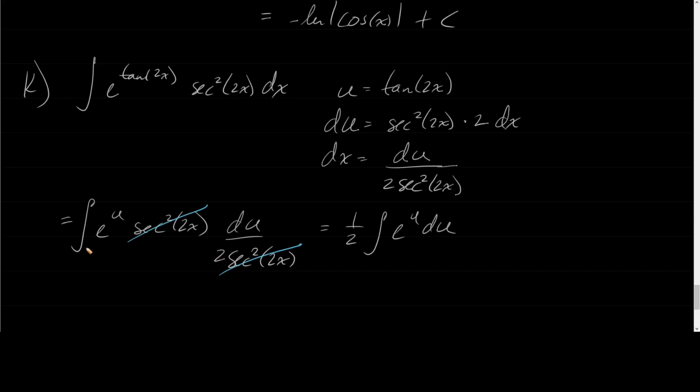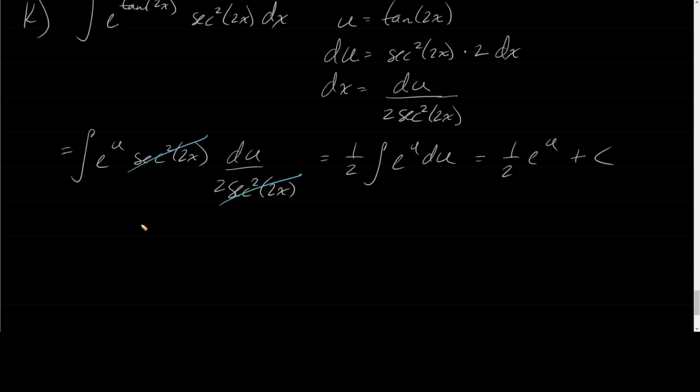Write this 2 on the outside, and the integral of e to the u is just e to the u plus c. And the problem was not about u, so we've got to put it back in terms of the original variable. So we have 1/2 e to the tan of 2x plus c. Alright, and that would be our final answer.